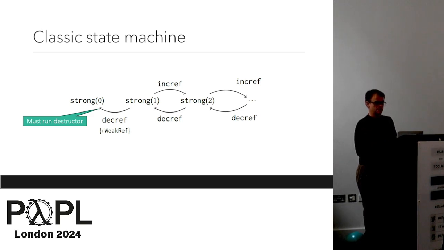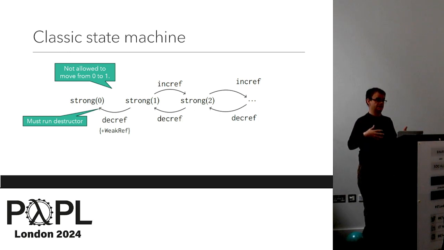So you can't move out of strong 0 to strong 1, because once you hit 0, you have to stop there. So this 0 to 1 transition shouldn't exist. Now, the incref, if I have a strong reference count, can be implemented just with an atomic operation of incrementing. And the decref can be implemented just by an atomic operation of decrementing. But if I only have a weak reference count, I don't know if I'm in this strong zero state.